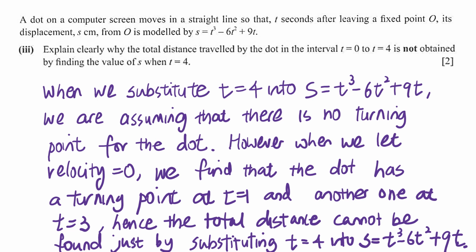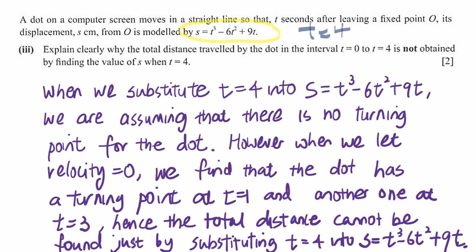For part 3, we're asked to explain clearly why the total distance traveled by the dot in the interval t equals 0 to t equals 4 is not obtained by finding the value of s when t equals 4. What the question is saying is, can I just simply substitute t equals 4 into this expression and say that the total distance traveled is so and so? Can we say that? The answer is no.